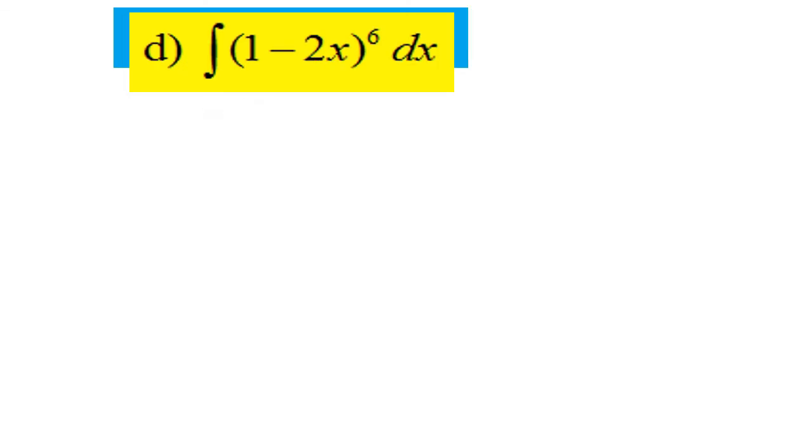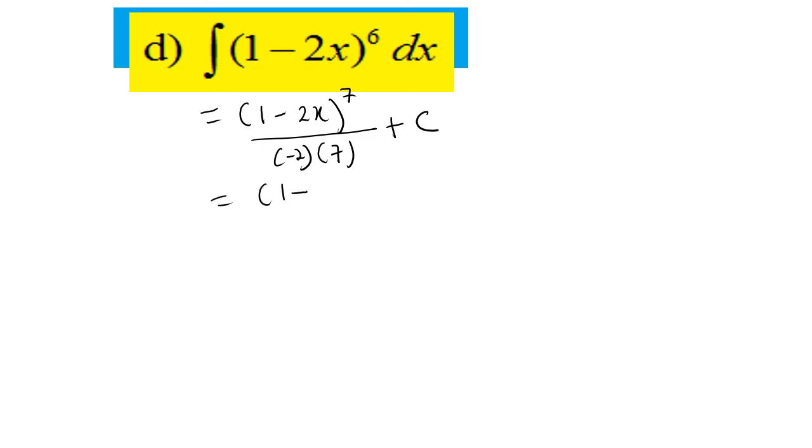Next, for part D here, this is equal to (1 minus 2x) to the power of 6 plus 1, 7, over 7, and then the coefficient of x here is -2, plus c. So the final answer should be (1 minus 2x) to the power of 7 over -14 plus c.